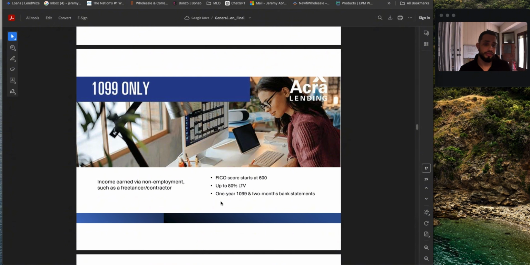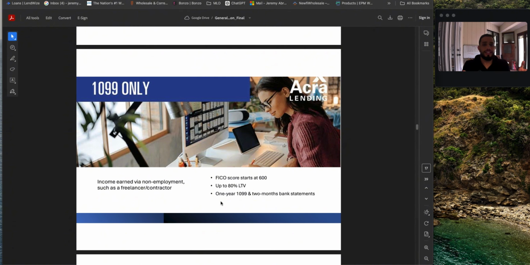So this program specifically, FICO starts at 600, so you need a 600 credit score. LTV is 80%, 1 year 1099 and 2 months bank statements. So we don't need the past 2 years. If you crushed it the previous year, we'll use that 1099 statement. If you made 250,000 plus, we use that 1099 statement, and then we'll look at your 2 months statements to make sure that that money is actually getting into your account.